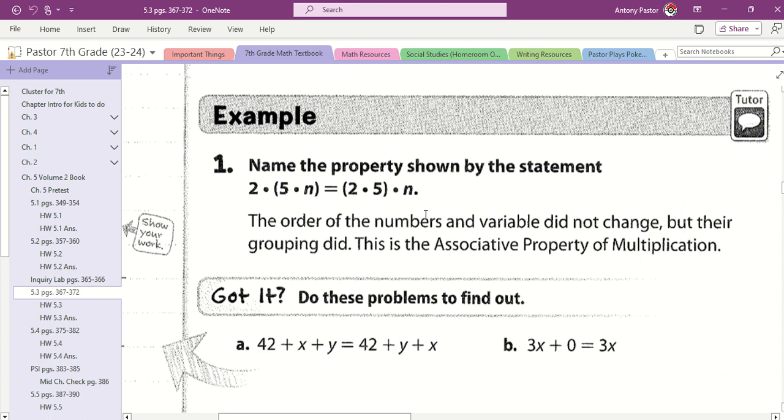Here are some examples. Name the property shown by the statement. 2 times (5 times n) equals (2 times 5) times n. This would be an example of the associative property of multiplication, because the order in which we group doesn't matter. They added "of multiplication" at the end, but if you said just associative property, that would be fine.